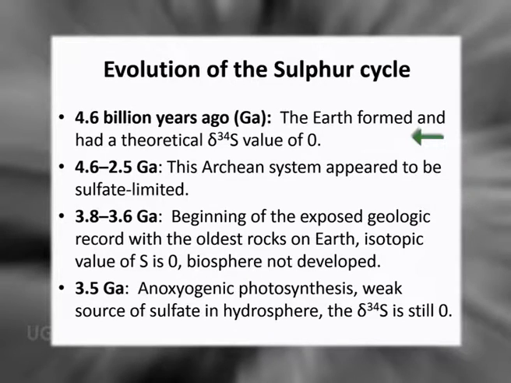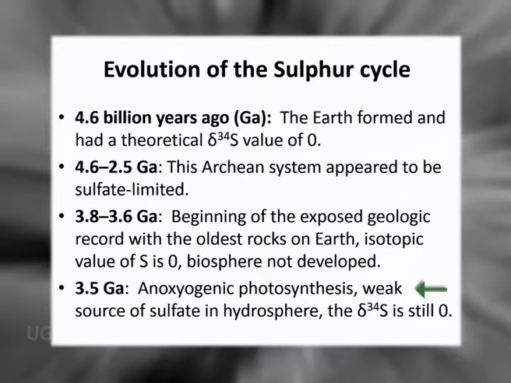Now let us consider how the sulfur cycle has evolved with the evolution of Earth. The existence of Earth is around 4.6 billion years. At that time, there was no S34. Then between 4.6 to 2.5 billion years ago, the Archean system evolved. Between 3.8 to 3.6, there was the actual exposure of the geologic record where the strata is formed, and also this particular isotopic value was 0.